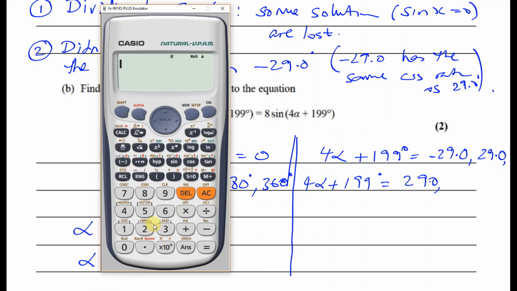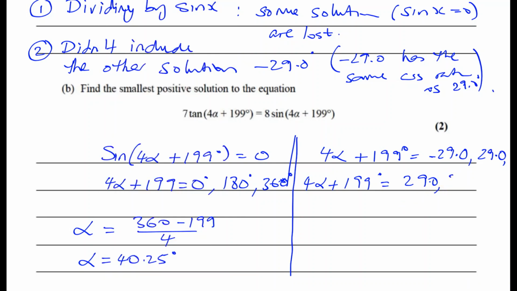So I've got 360 minus 29.0. Let me just do it properly. So shift cosine of 7 over 8. That's going to give me 28.95. So 360 minus that is 331.044. It looks like that's going to give me a smaller answer than that. This will be the smallest positive solution.